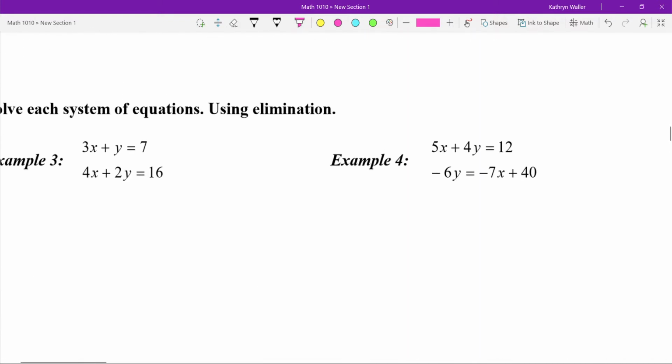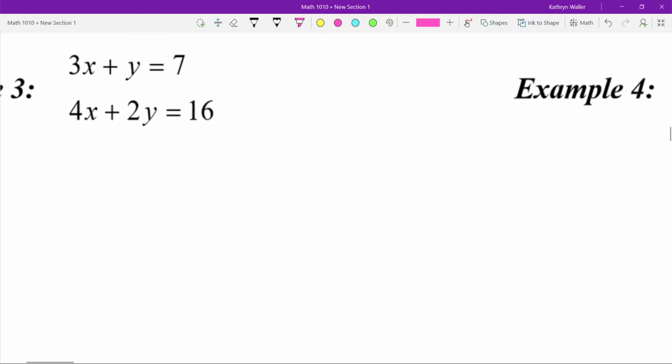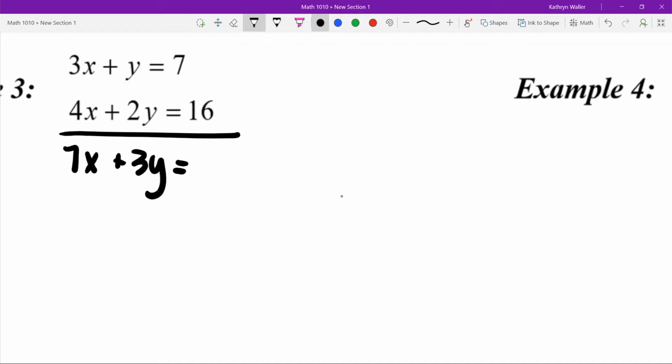Okay, solve by using elimination. This is example 3. So guys, look right here. Don't write for just a second, but look. If I added these equations together right here, I would get 7x plus 3y equals 23. Did that do me any good?